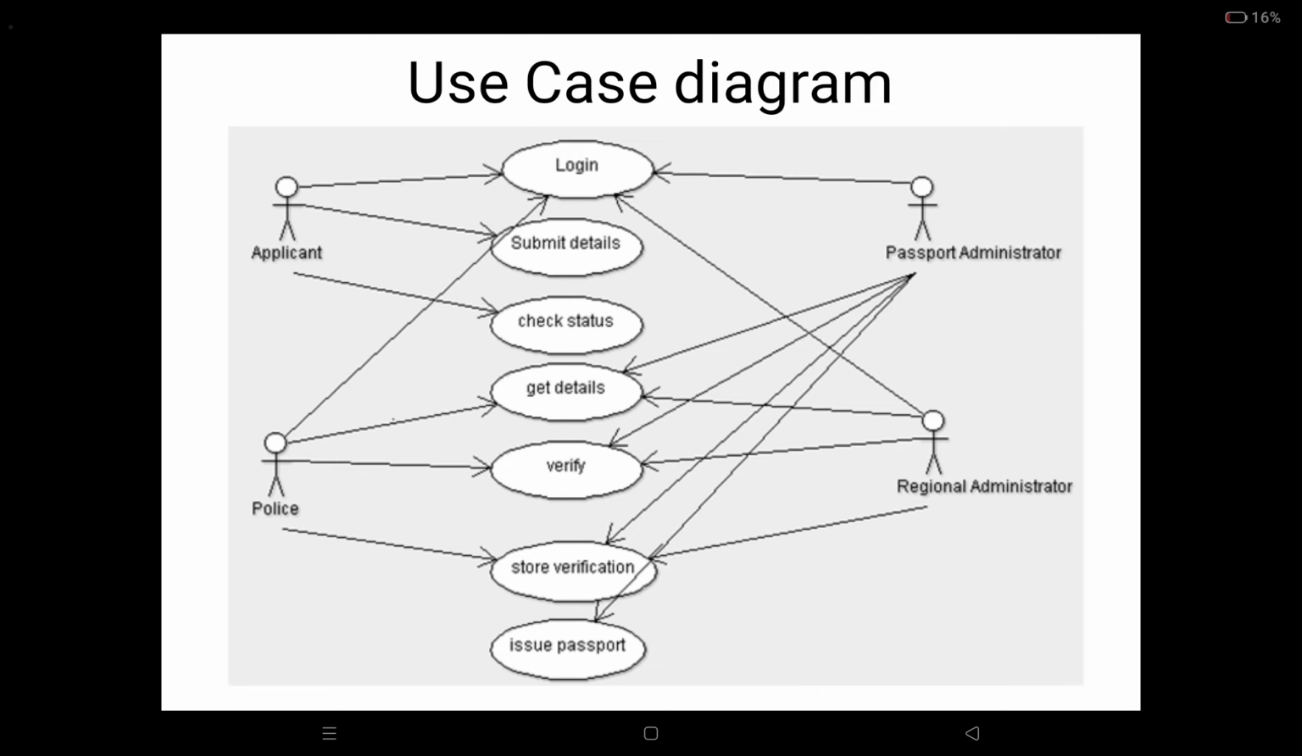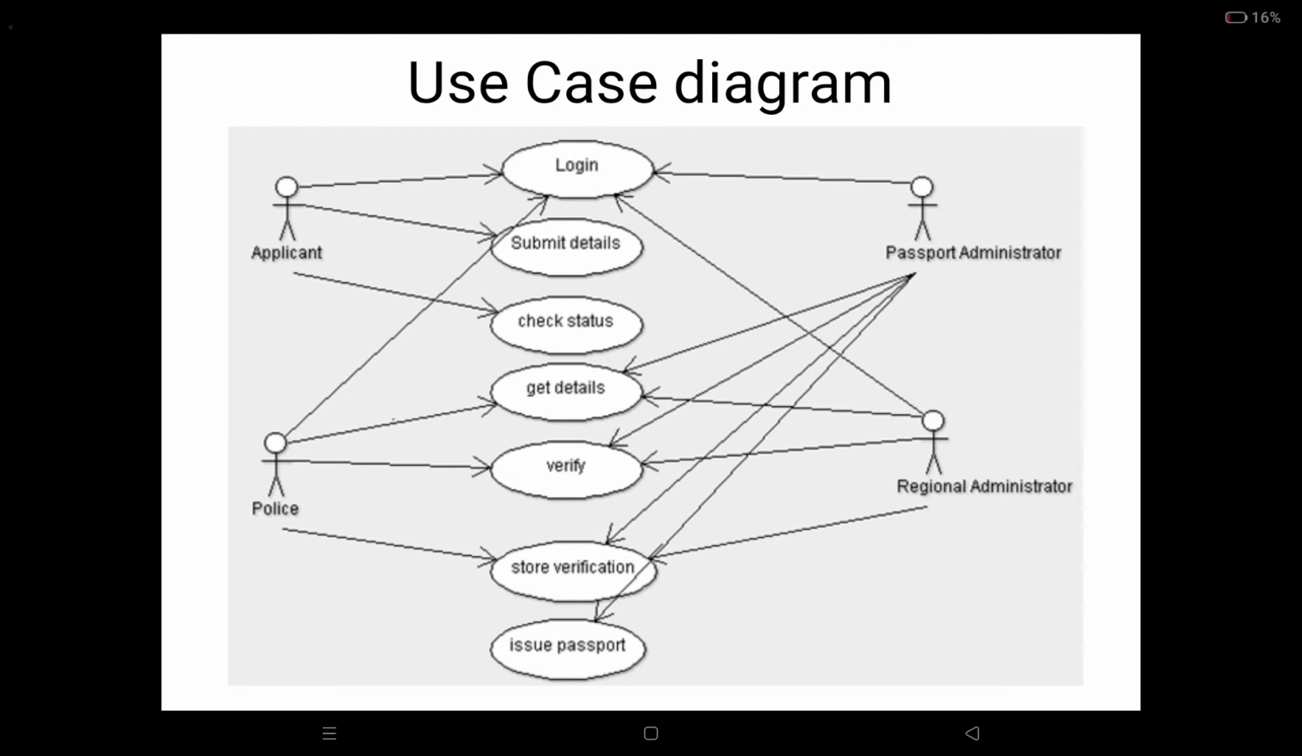Then this is the use case diagram. The use case diagram is an example of a behavioral diagram. Students, please understand, this comes under the category of behavioral diagram, that is, the dynamic view. What is a use case diagram? The use case diagram is mainly used to represent how the user can interact with the system.